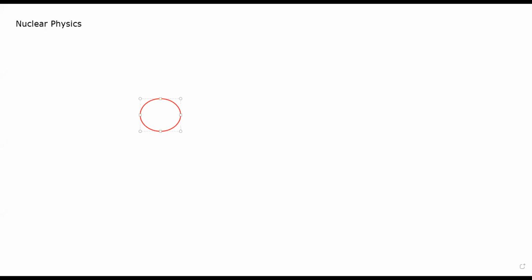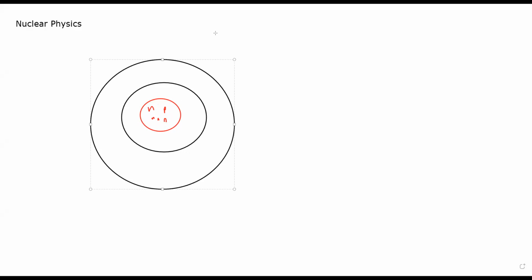So as we have a nucleus, inside the nucleus we have neutrons and protons, and around the nucleus we have electrons revolving around in a region called shell or orbit. The size of the nucleus is very small, and the forces which are acting within the nucleus on the particles are called the strong nuclear force.